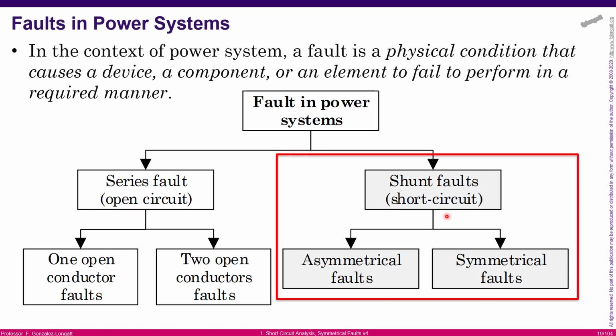I mean, shunt faults are terminal conditions between a line and another line, or going back to ground, etc. Okay? Shunt faults receive the name shunt because they represent a shunt terminal connection. Okay? The typical shunt fault is the short circuit. And when we are talking about short circuits, we can talk about symmetrical faults, that is the topic today, and asymmetrical faults, that is the topic for the next videos, okay?